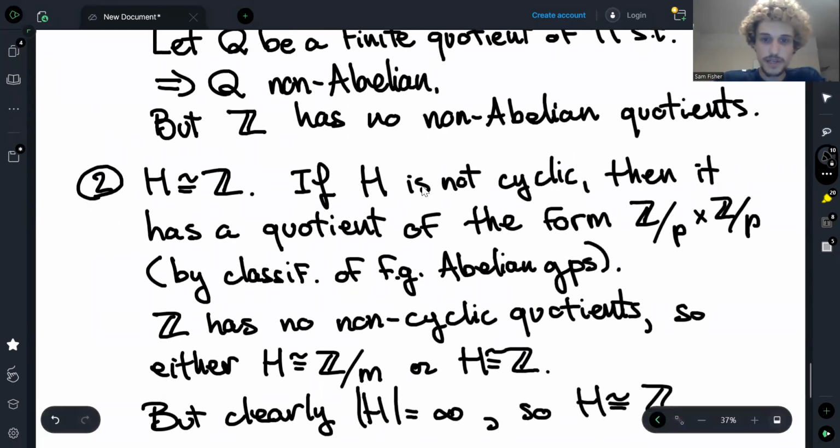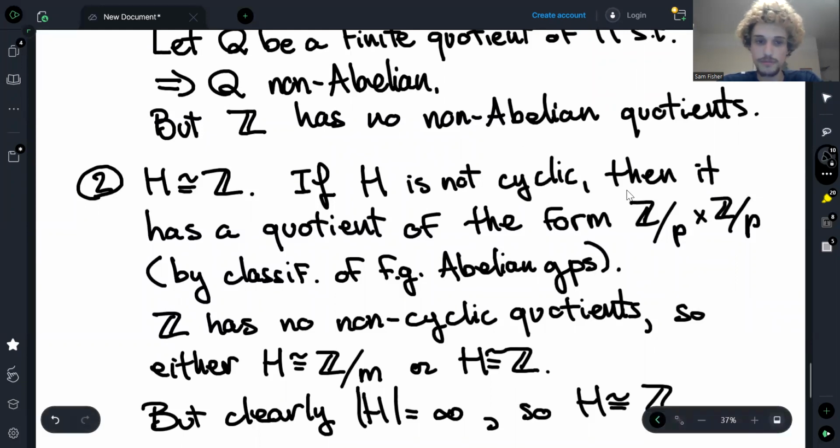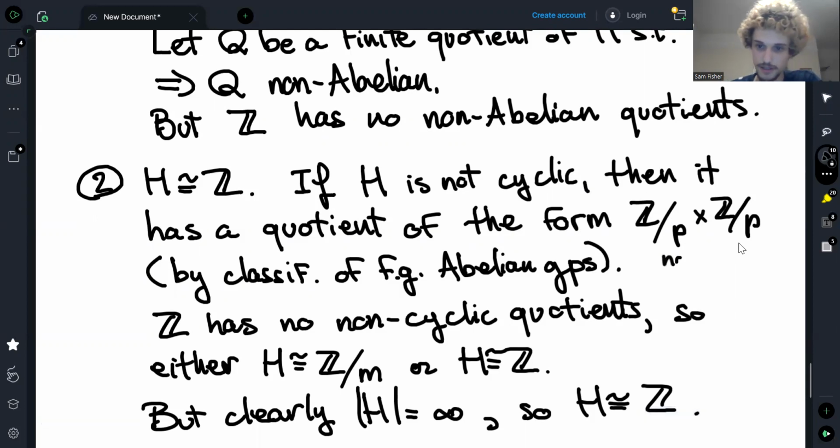So first, let's assume that H is not cyclic. We already know that it's finitely generated abelian. So from the classification theorem for finitely generated abelian groups, it's pretty easy to see that H has some quotient of the form Z/p × Z/p, which is not cyclic. So really the point is that H has a non-cyclic quotient if it's not cyclic, and it's finitely generated abelian. But Z is cyclic, so it has no non-cyclic quotients. All of its quotients are cyclic.